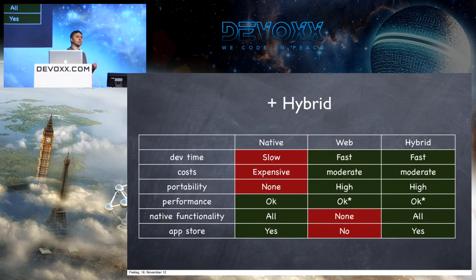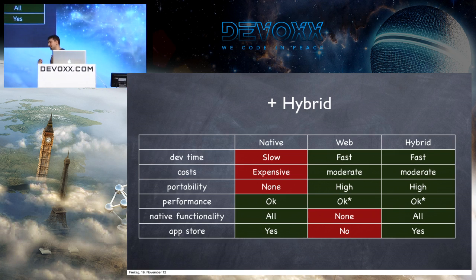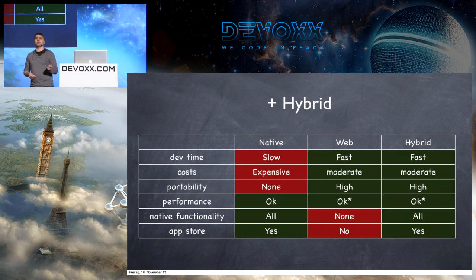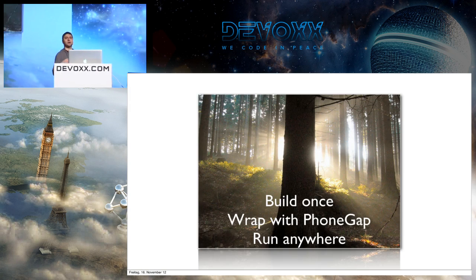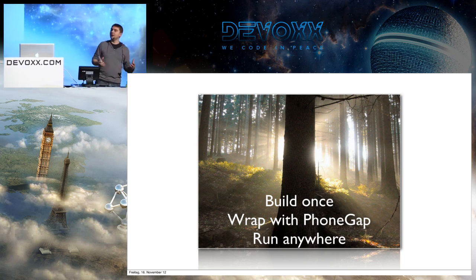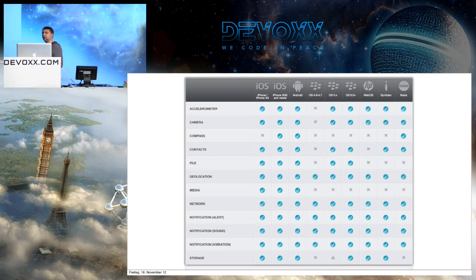This changes as soon as you put PhoneGap into the mix. Because with PhoneGap, you're a native application and a web application at the same time. So you're getting the best of both worlds. And with PhoneGap, there's one really big promise in the room, that is, build your stuff once, wrap PhoneGap around it as a container, and run it everywhere. And running it everywhere really means running it everywhere.